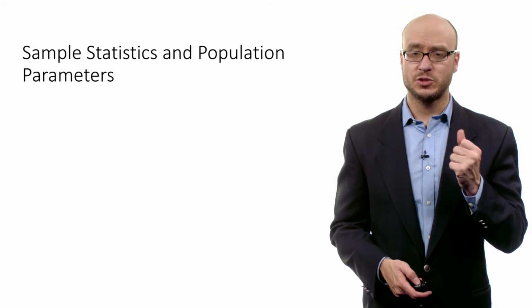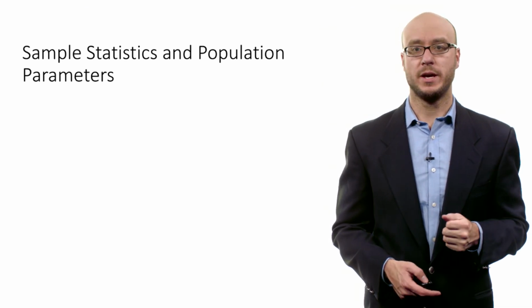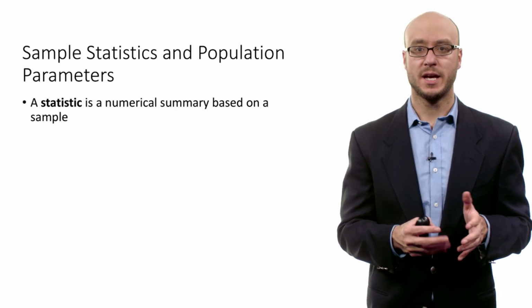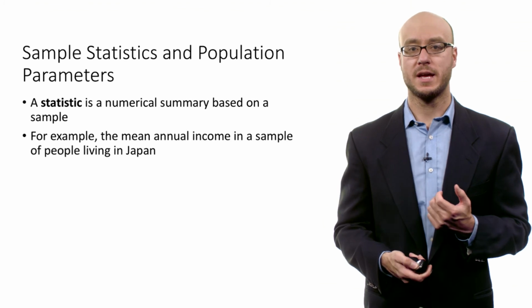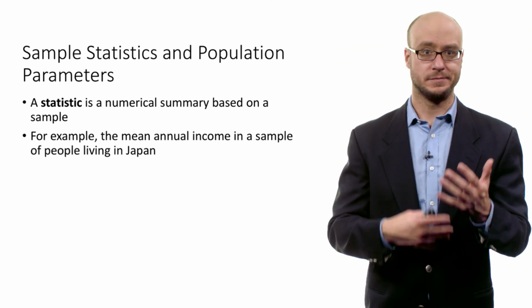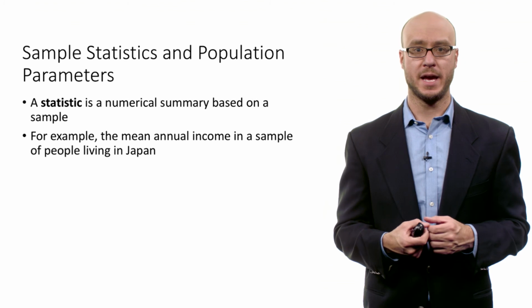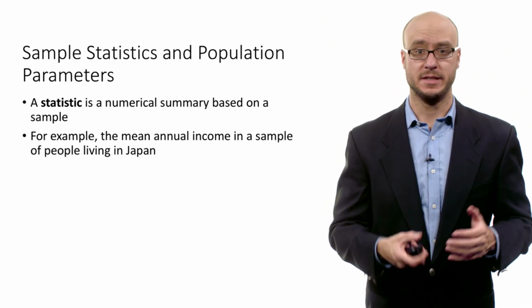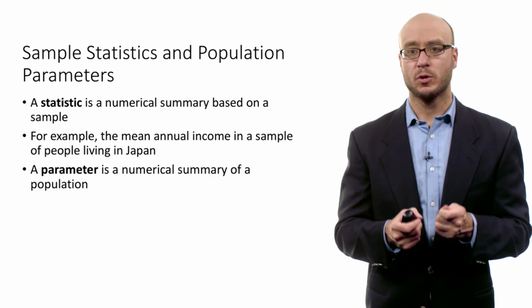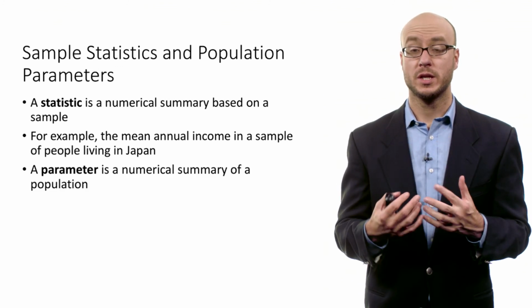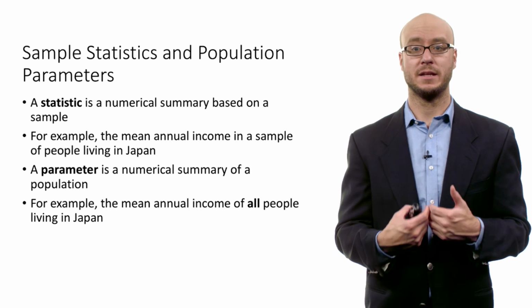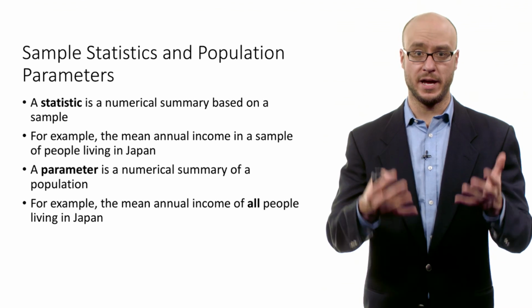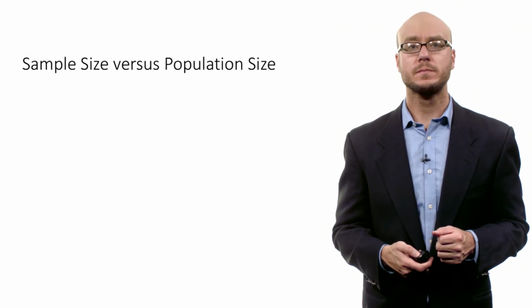Also, just to remind you, there's this distinction we make between sample statistics and population parameters. So a statistic is a numerical summary, but it's based on a sample. So you might say you gather a sample of people living in Japan and you calculate the average annual income. Right? That is a sample statistic. A parameter, or population parameter, is a numerical summary of a population. So you might take the mean annual income of all people living in Japan. So everybody living in Japan, that's your population.